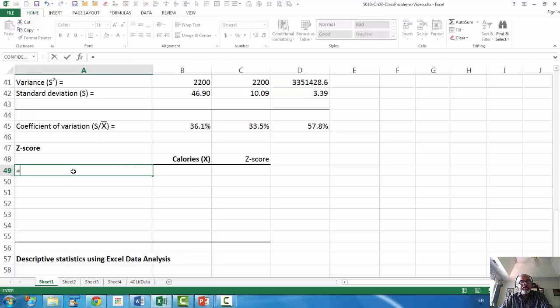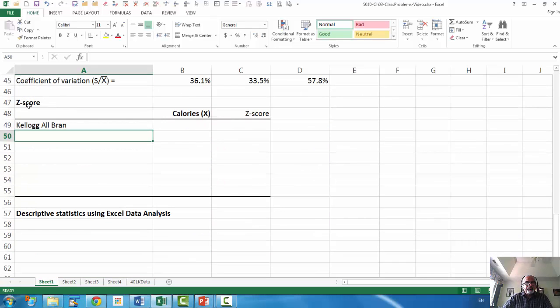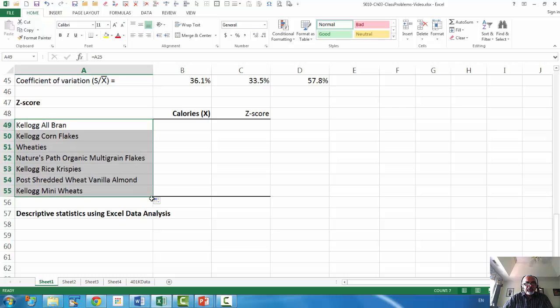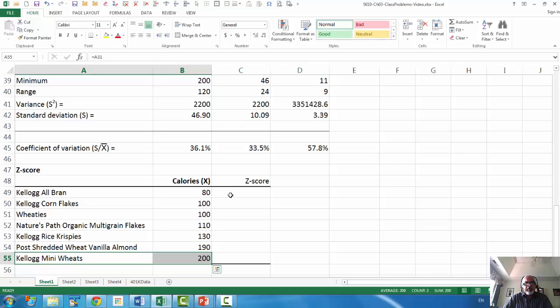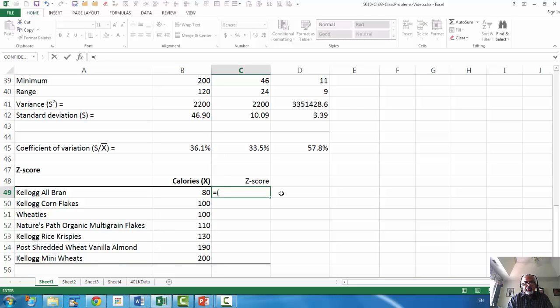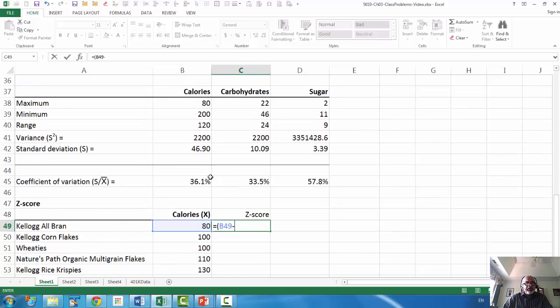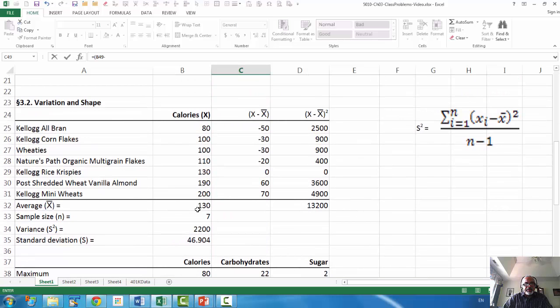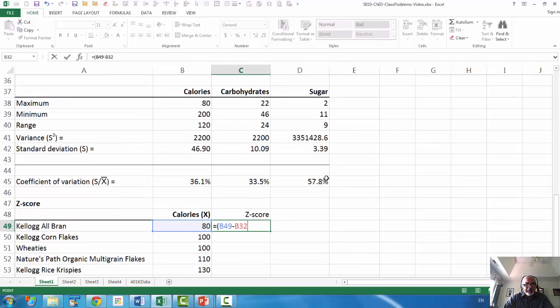Okay, again, let's set up the data. So these are the x values. Okay. So now we'll take each x value and subtract the x bar value. Now we are looking at only calories. We are not looking at carbohydrates or sugar. So that minus x bar, so x bar is right there. Okay, x minus x bar. Now we divide that by the standard deviation of calories. Okay, so that gives us the z-score. So 80 is 1.06 standard deviations below the mean. The negative sign says that it is below the mean.